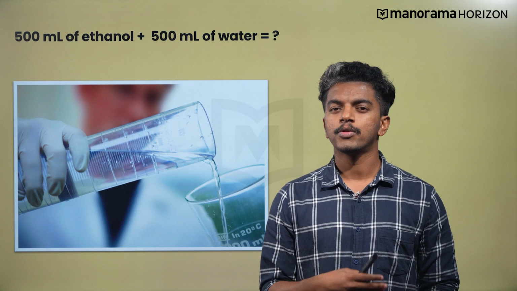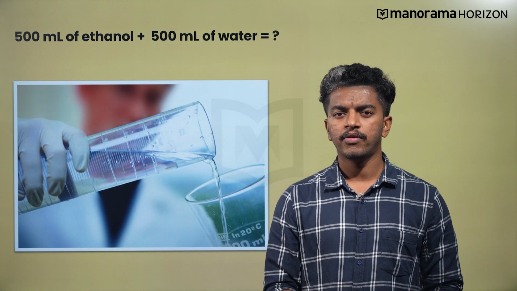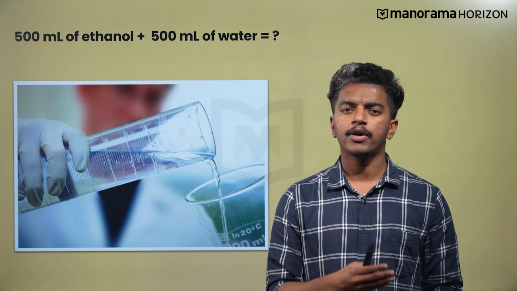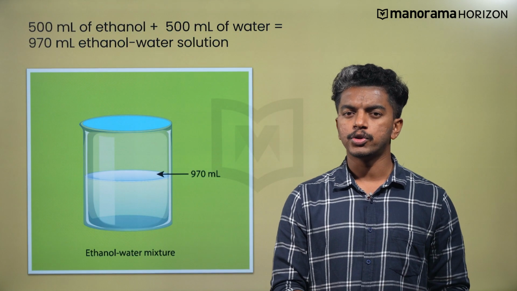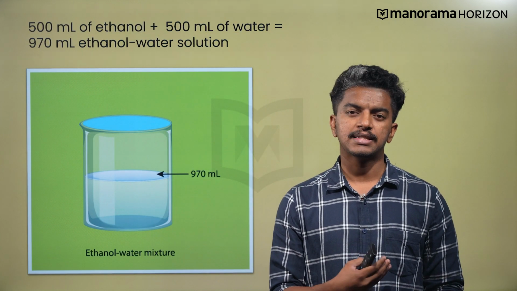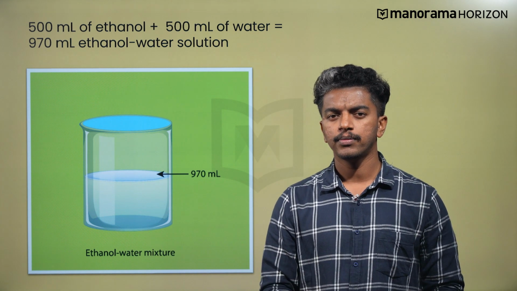Can you tell me the total volume of the solution formed when you mix two liquids, say for example 500 milliliter water and 500 milliliter ethanol? Here you can see the total volume is not 1000 milliliter, but less than that. Aren't you surprised to see this decrease in total volume?